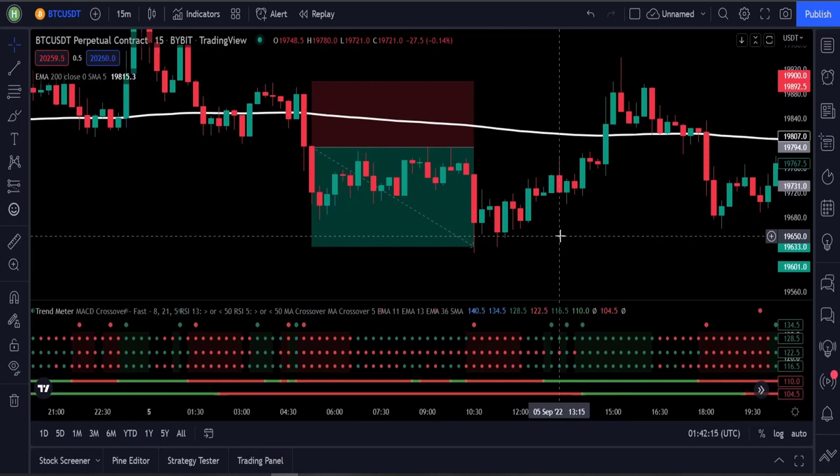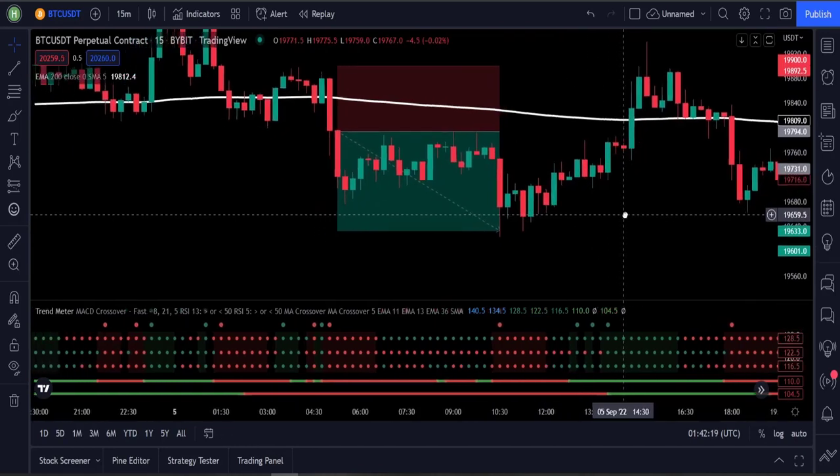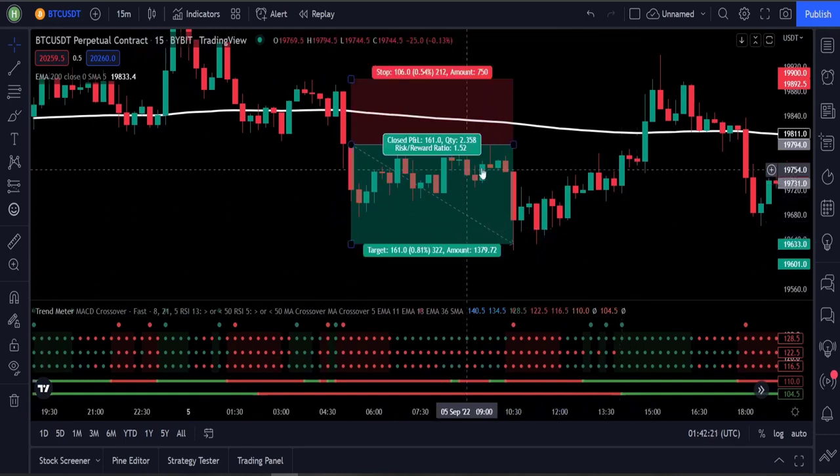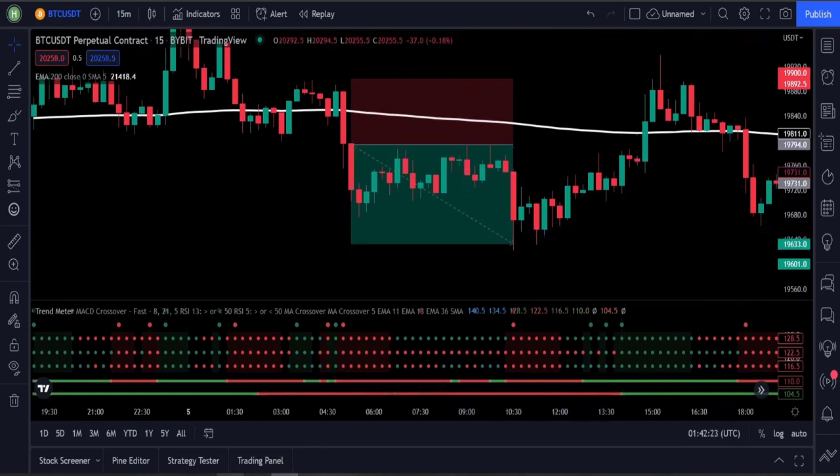Also, make sure to backtest it yourself. I really like it, it's super effective, and you can use this to scalp, day trades or swing trades.